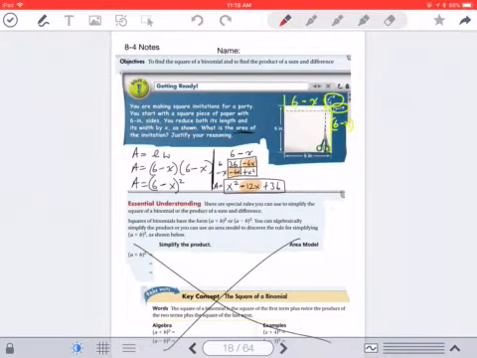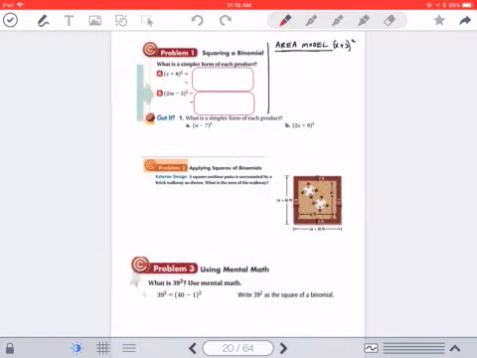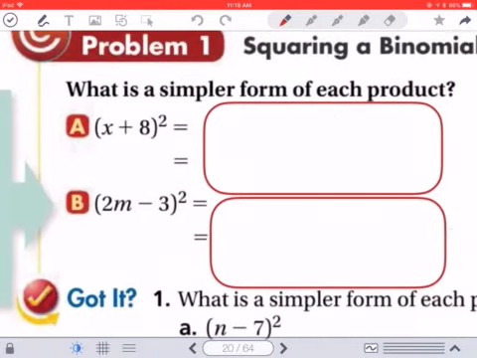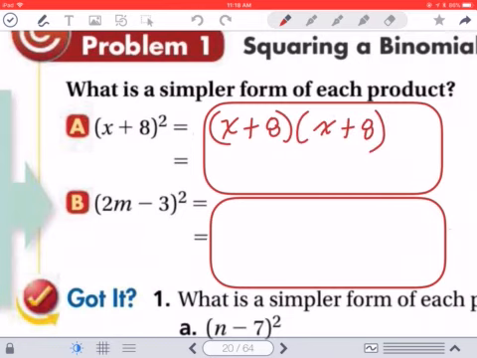Okay, so let's go forward a page. So how would I do this? How could I kind of take the shortcut? Well, I have (x + 8) squared, which is always (x + 8) and (x + 8). And I could use the trick that we just learned.